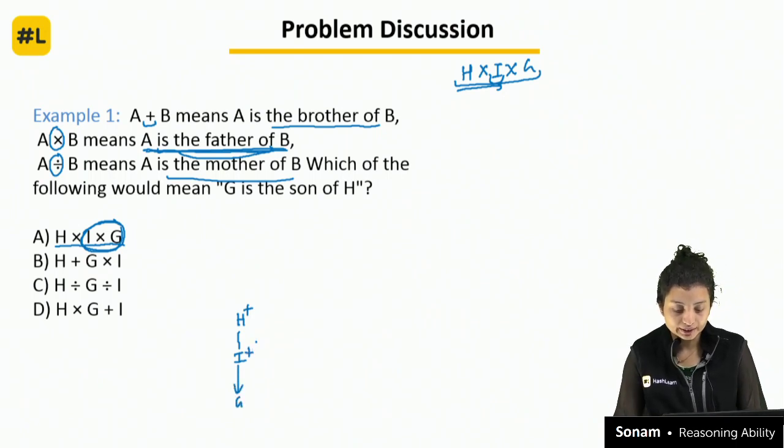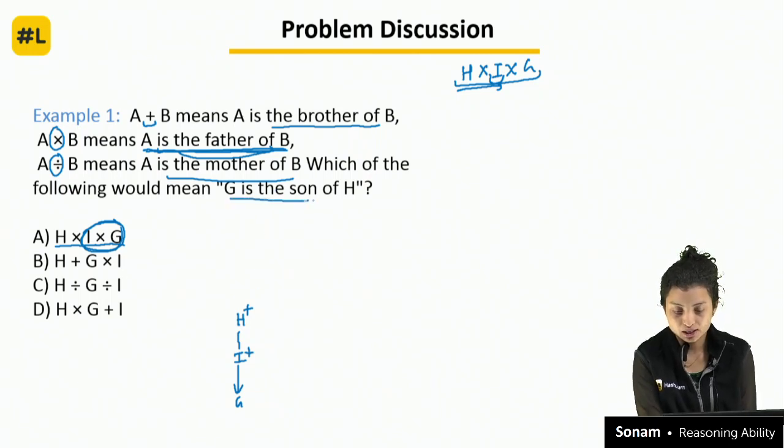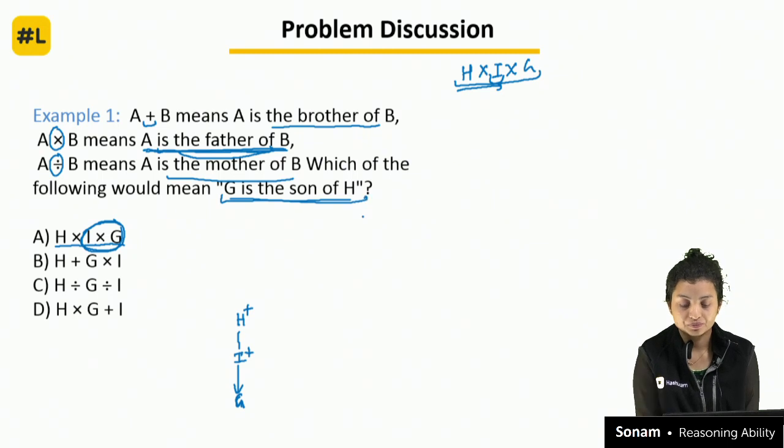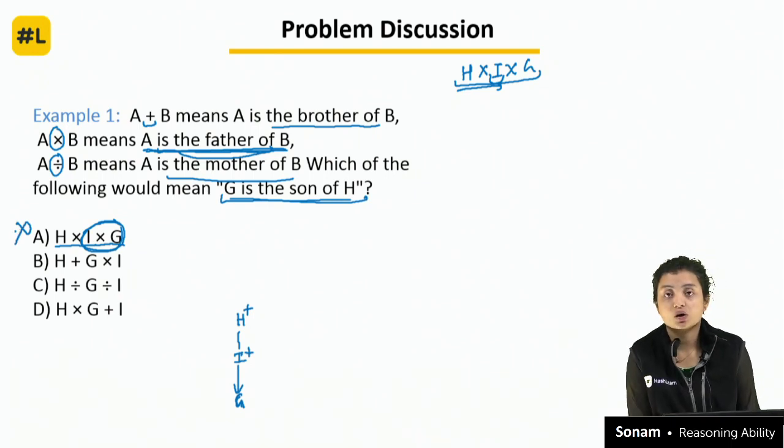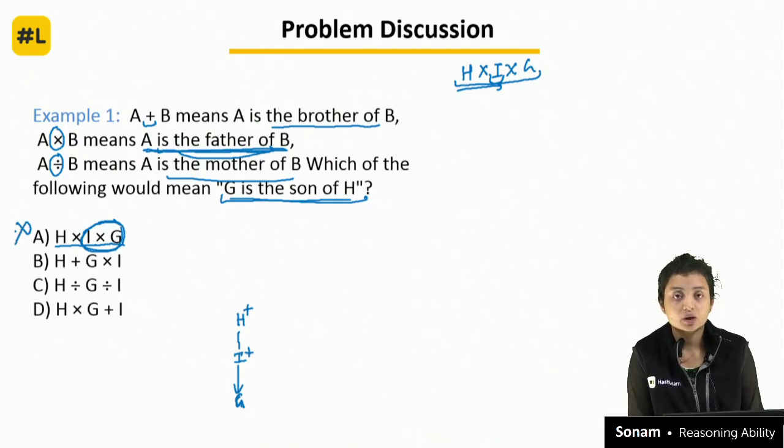Okay. Tell me one thing, does it mean that G is son of H? But G is son of I. So H is basically grandfather of G, right? H is not father of G, and we need to find this. Yes or no? Correct. So for this, I can directly say that option 1 is not my answer. Okay, let's come to option 2.